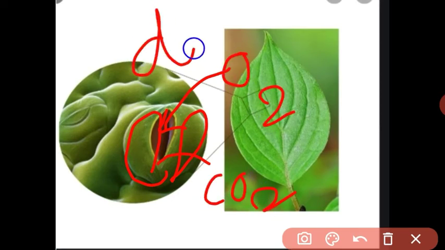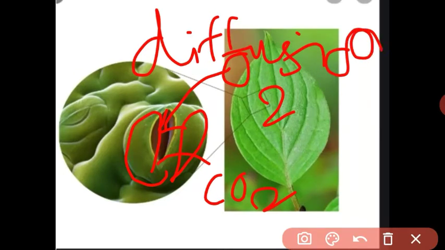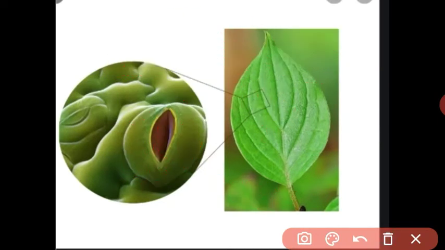of diffusion. Diffusion means what? There is a movement: in the atmosphere there is a higher concentration of oxygen, and inside the plant there is a lower concentration of oxygen. So the transport of oxygen from the region of higher concentration to the region of lower concentration is called diffusion.